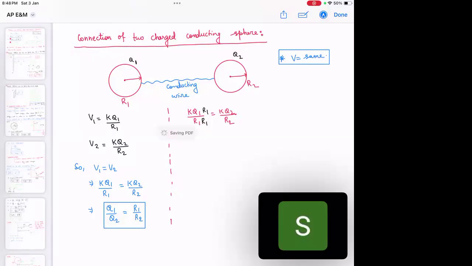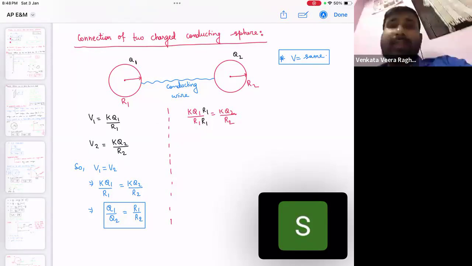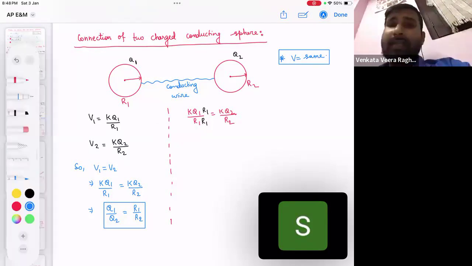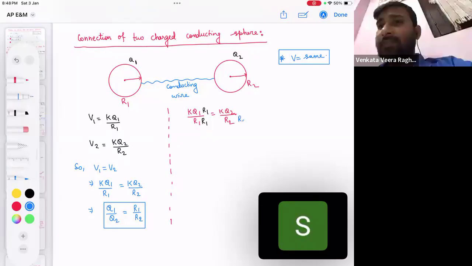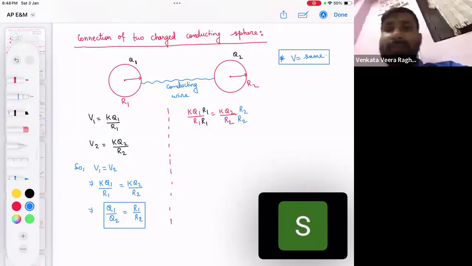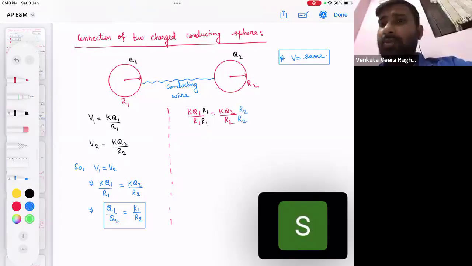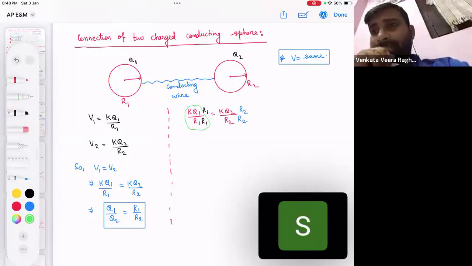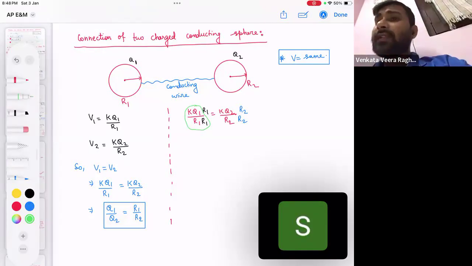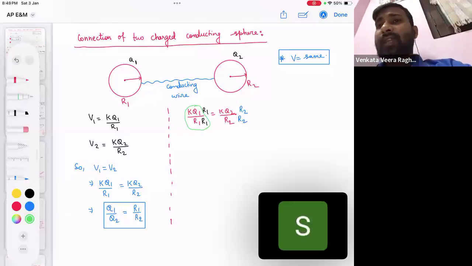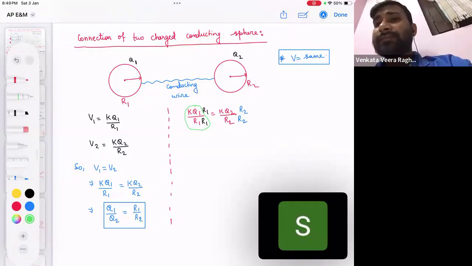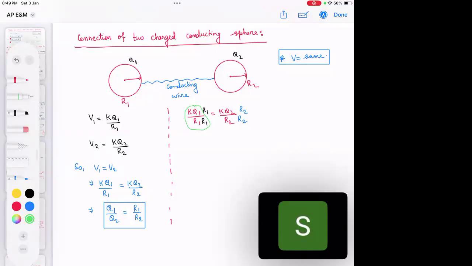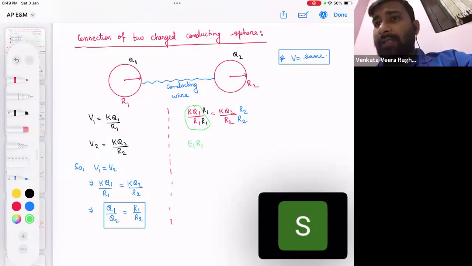So we have k q1 by r1 equal to k q2 by r2. On the left hand side I have multiplied by r1 and divided by r1. On the right hand side I am multiplying r2 and dividing r2. Do you know what is this written? K q1 by r1 square. Is it the electric field on the surface? Yes, sir. So can I write this as E1 R1 equal to K Q2 by R2 square, that is the electric field on that one.